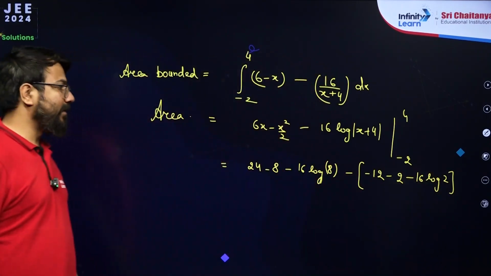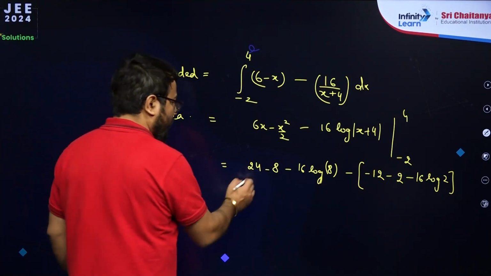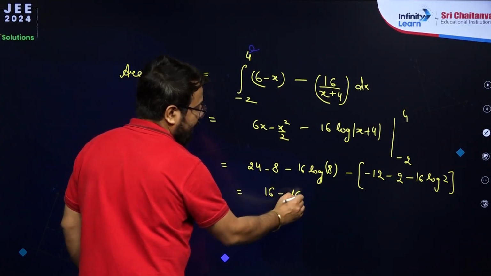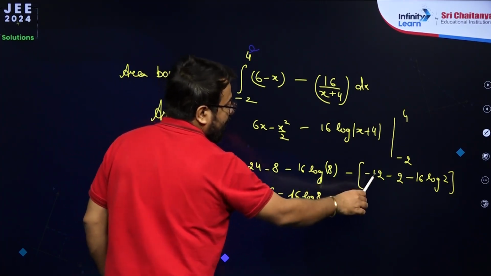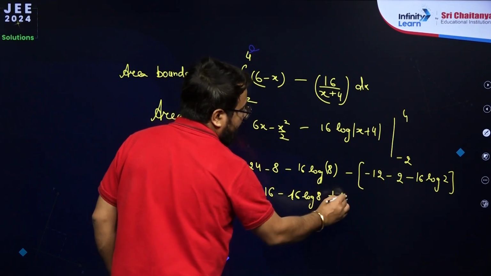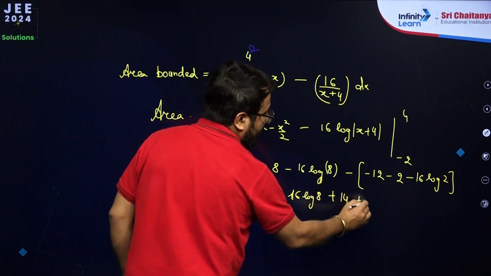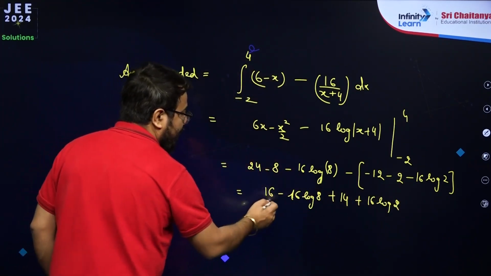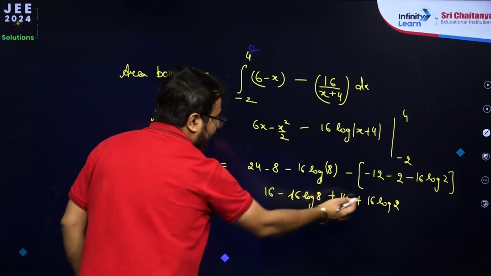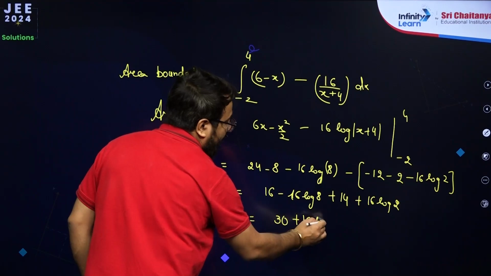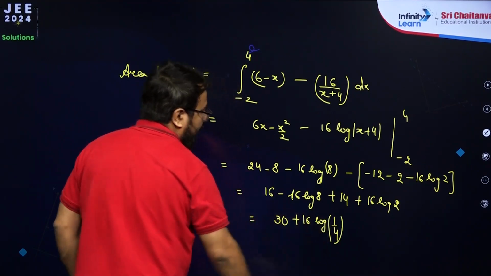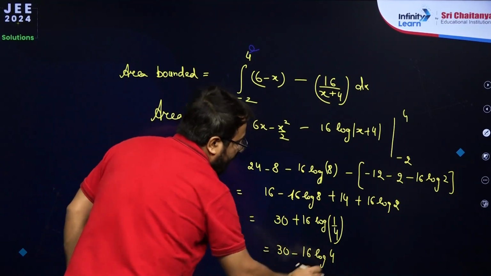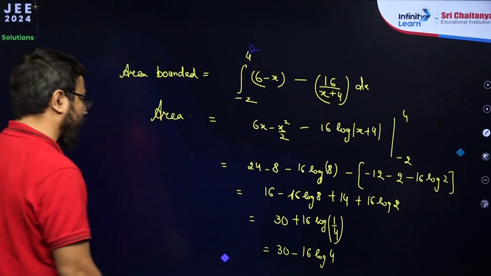If I try to open up the bracket, then I will observe 24 minus 8, it becomes 16. 16 minus 16 log 8. Here it is minus 12 minus 2, it becomes plus 14, and then it becomes plus 16 times log 2. If I try to add these two, here it will be 16 plus 14, that is 30. And if I take this 16 common, it will be log 2 over 8, which is log 1 by 4. We can also write it as 30 minus 16 times log 4. Okay, what is the answer in terms of log 2 being given?